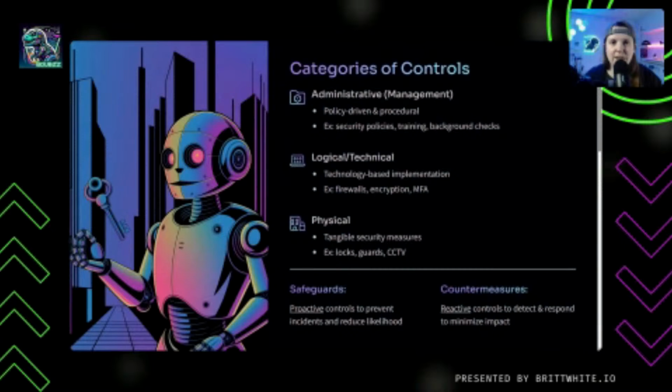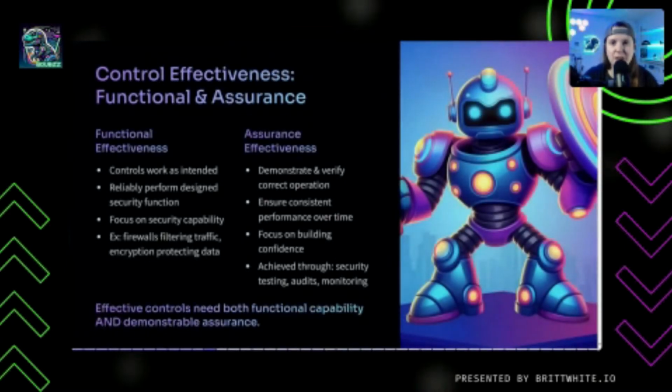When we're selecting and implementing controls, they must be functional and provide assurance. Functional effectiveness means that the control must work as intended and reliably perform its designed security function. A firewall must accurately filter traffic based on the configured rules. Encryption must effectively protect data confidentiality. Any malware software must reliably detect and block malware. Functionality is about the control's security capability to perform its intended purpose.